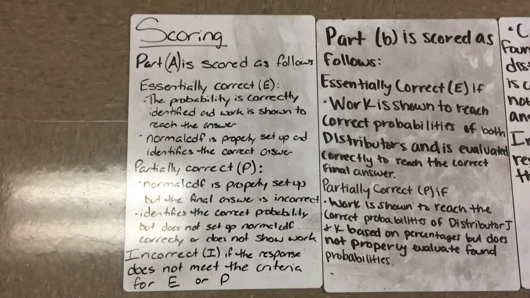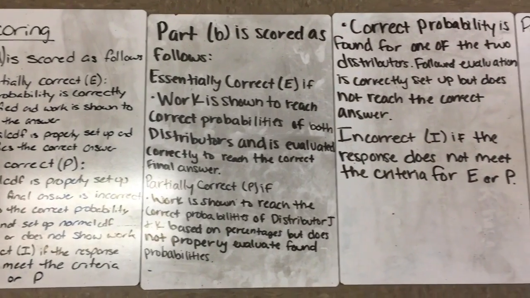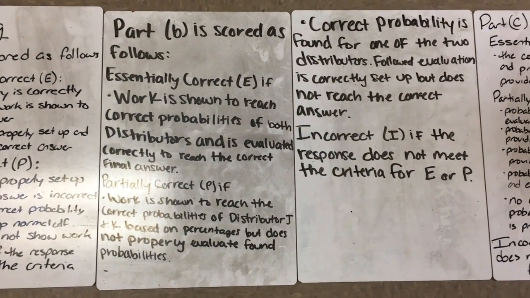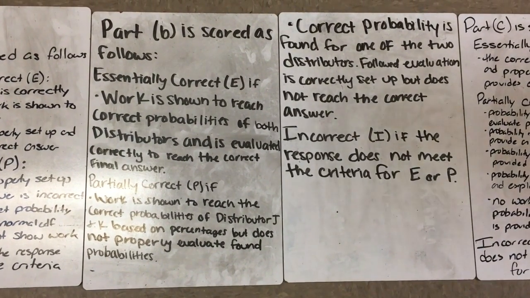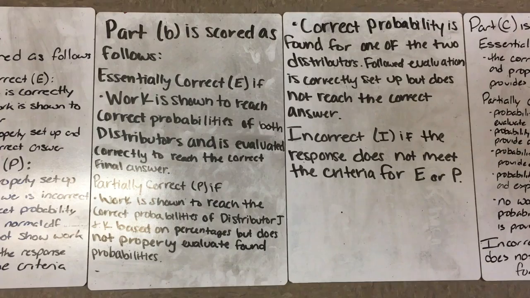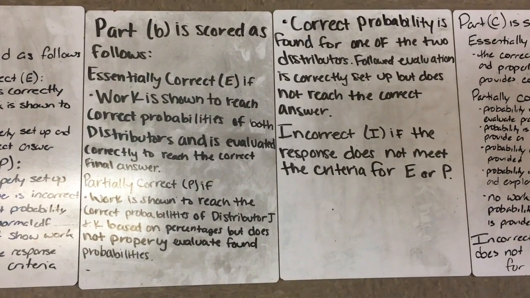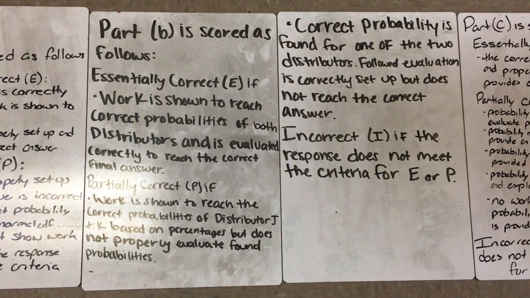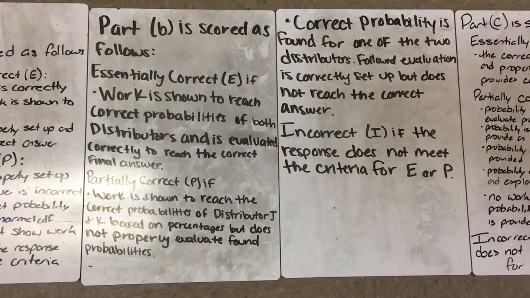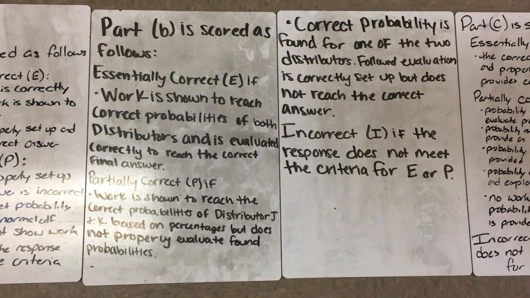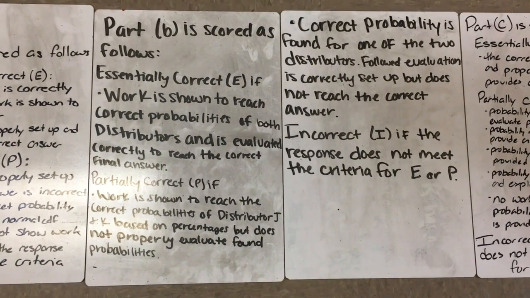Part B is scored as follows. Essentially correct if work is shown to reach correct probabilities of both distributors and is evaluated correctly to reach the correct final answer. Partially correct if work is shown to reach the correct probabilities of distributor J and K based on percentages, but does not properly evaluate found probabilities. Correct probability is found for one of the two distributors. Following evaluation is correctly set up but does not reach the correct answer. Incorrect if the response does not meet the criteria for E or P.